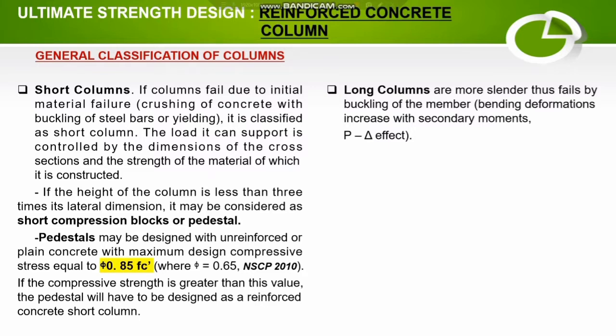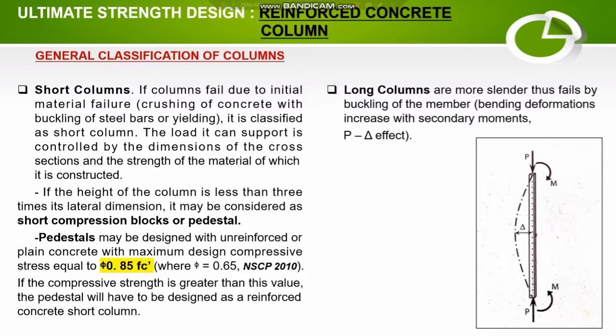Long columns are more slender, thus fail by buckling of the member. Bending deformations increase with secondary moments and P delta effect. So in this diagram, a column is subjected to bending deformations and P delta effect, so it is classified as a long column.